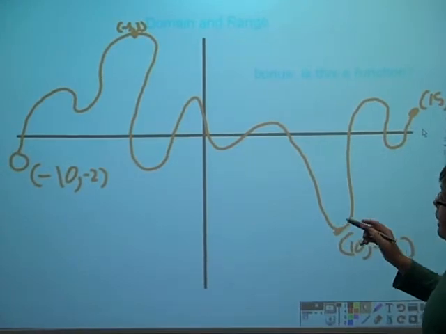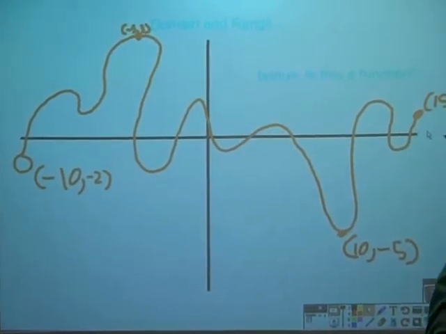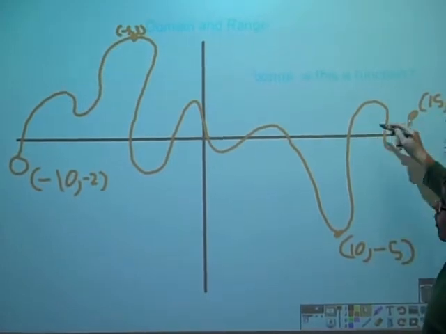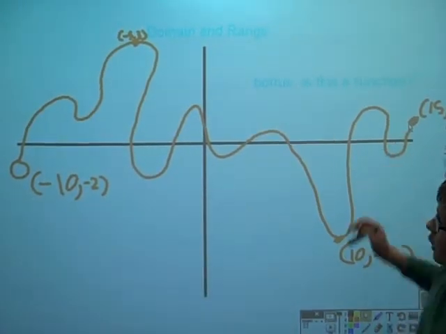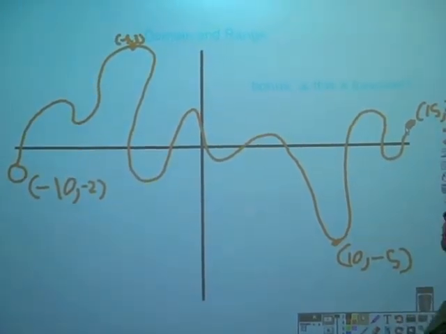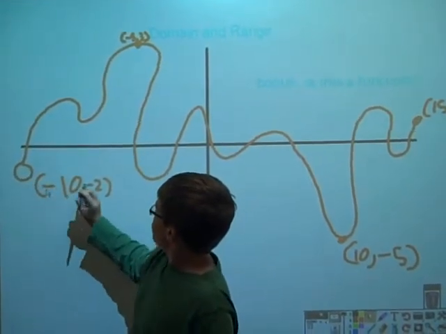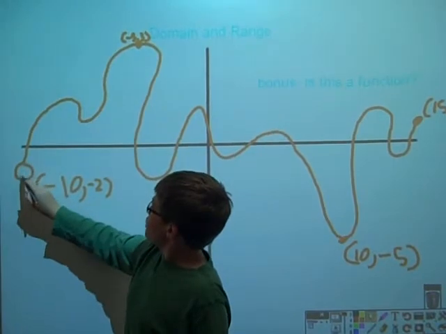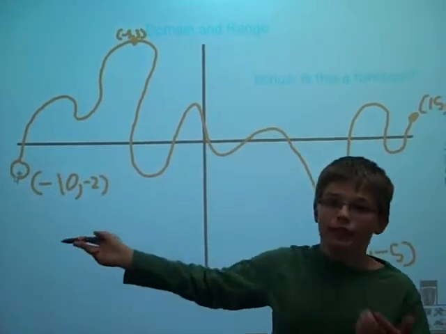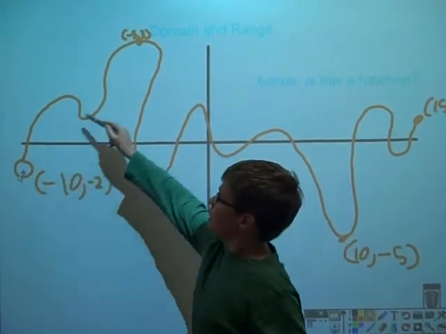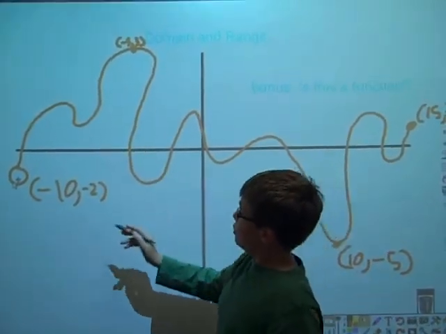Basically, for domain, we look at every x value that we can put into our equation. Good, still got time. So over here, we've got the point (-10, 2). But this open circle pretty much means that point isn't included in our graph, so we can't count that point.